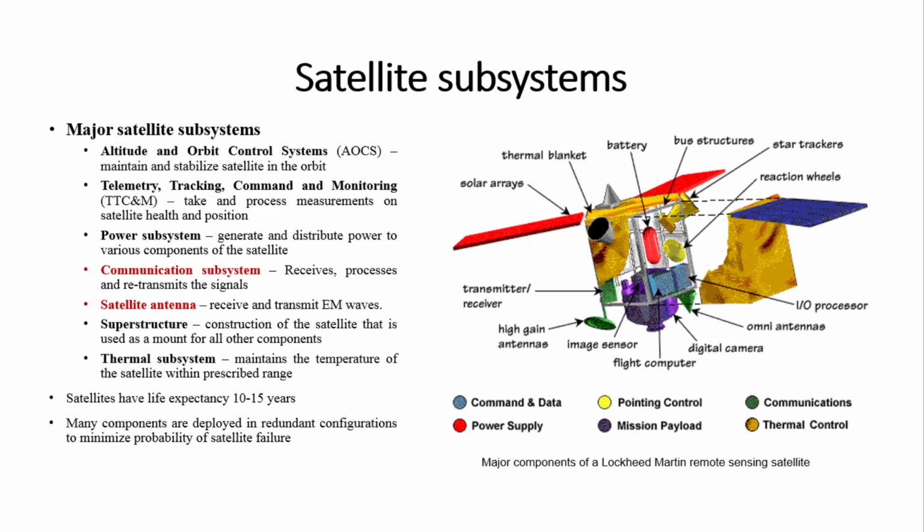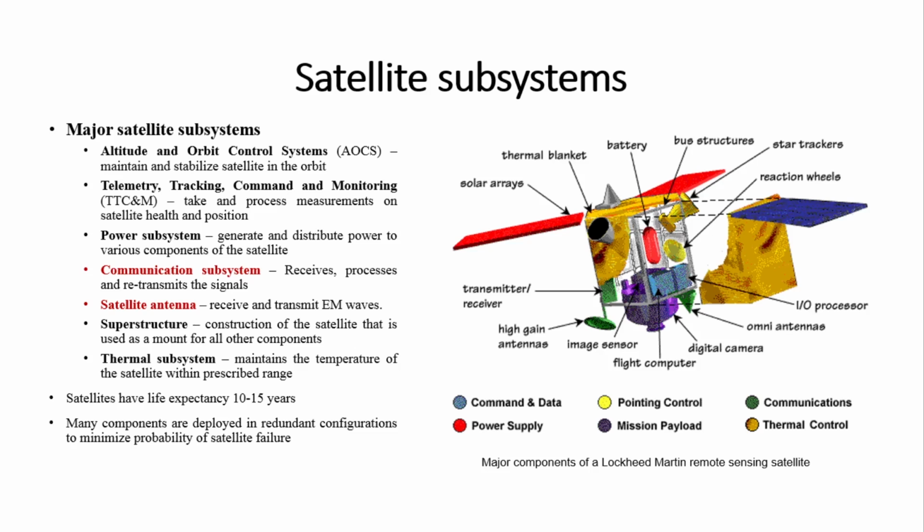Superstructure is the construction of the satellite that is used as a mount for all other components. Thermal subsystems maintain the temperature of the satellite within a prescribed range. Satellites have a life expectancy of 10 to 15 years. Many components are developed in redundant configuration to minimize the probability of satellite failure.